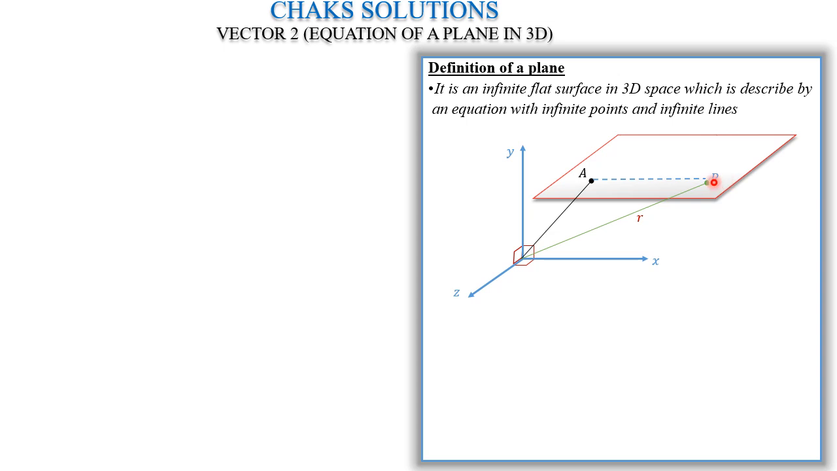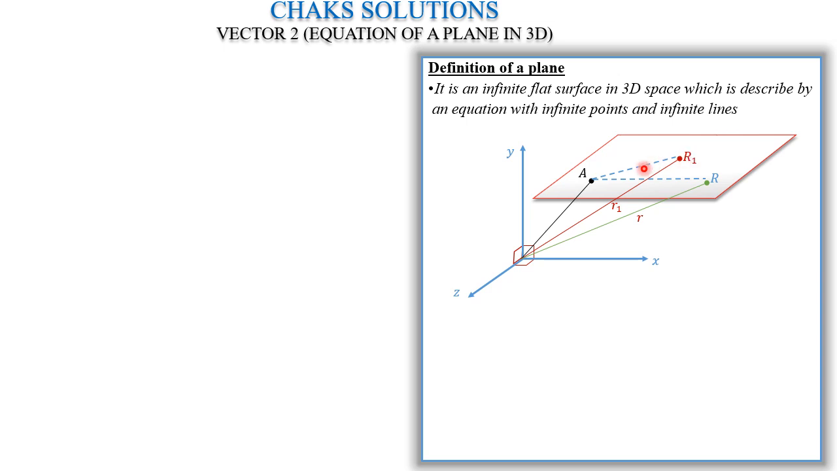But r cannot be the only position vector in the plane. There will be other general points in the plane. So let's say we have another position vector r1 in the plane. Moving from the origin to r1, we can move from the origin to a fixed point A, and also move from A to r1.